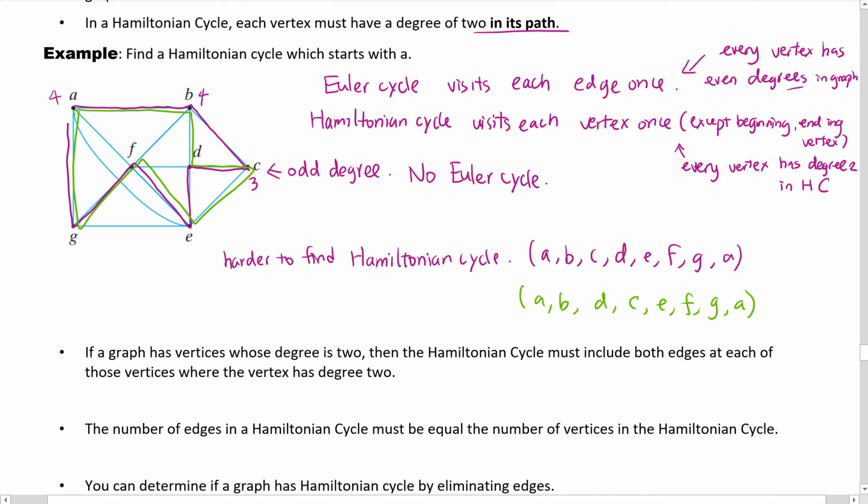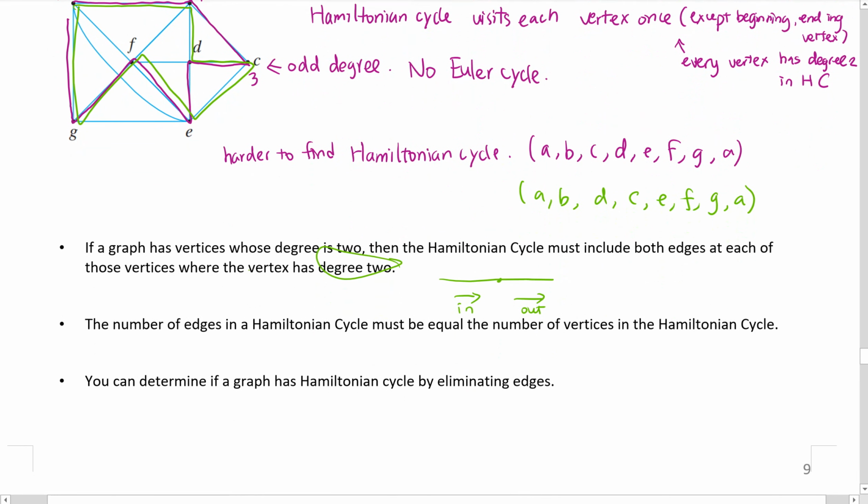Okay, next. If a graph has vertices whose degree is 2, then the Hamiltonian cycle must include both edges at each of those vertices, because 2 is the minimum. For a vertex, you want to go in and you want to go out, right? So if a vertex has degree 2, then those 2 edges must be included in the Hamiltonian cycle. If you want to connect to that vertex, you must go in through one edge and go out through another edge. Okay, next.